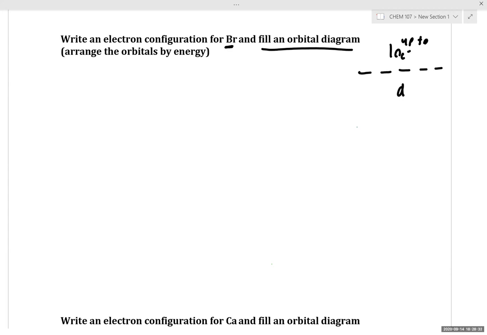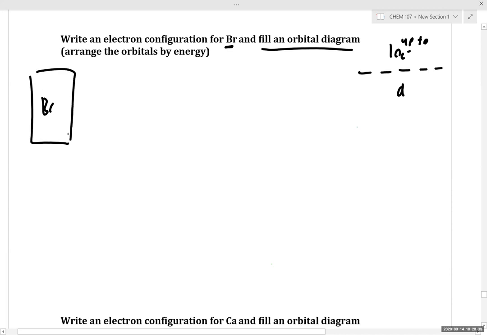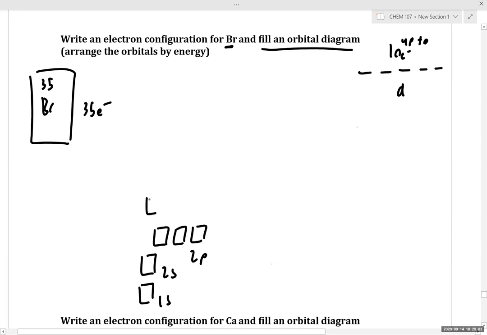So let's discuss this example. For bromine, what is bromine's atomic number? 35. Okay. So with that in mind, we have 35 electrons to work with. So let's write out our orbital box diagram.